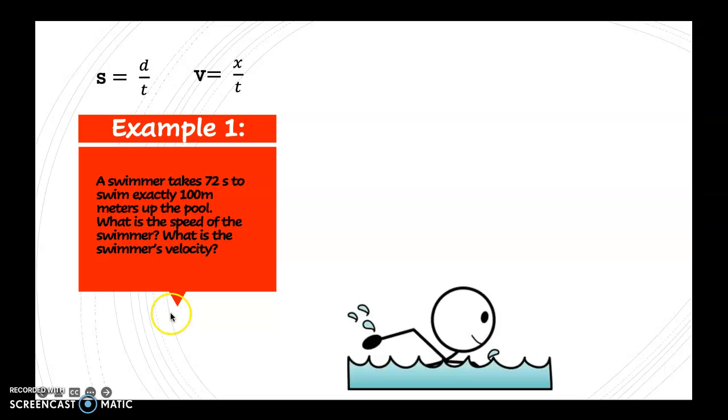So here we have an example. A swimmer takes 72 seconds to swim exactly 100 meters up the pool. What is the swimmer's speed and what is the swimmer's velocity? So first thing I would do is list out my variables for speed. I have a distance of 100 meters, a time of 72 seconds. So my speed is going to be 1.39 meters per second.